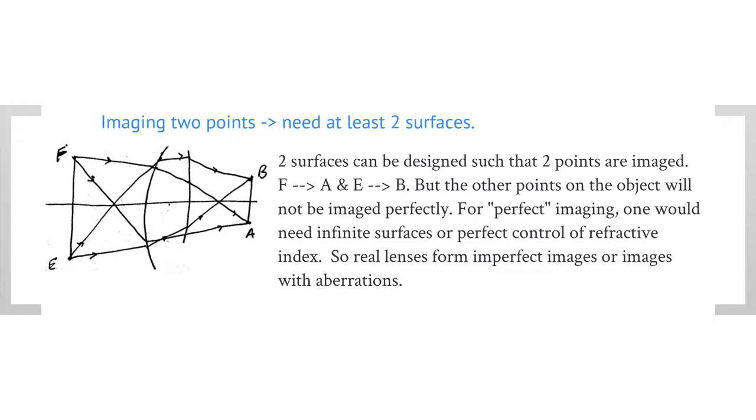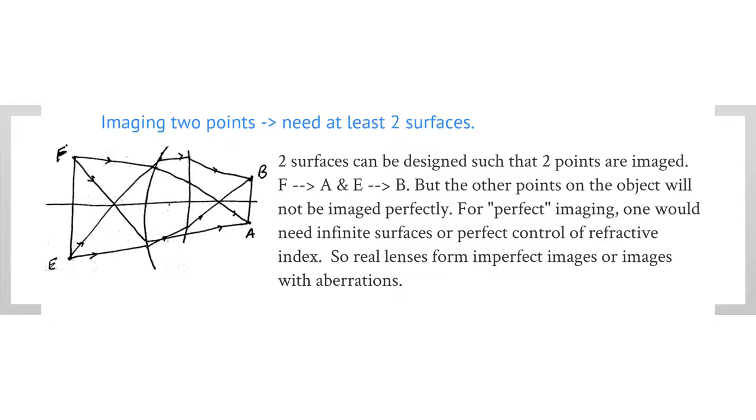Of course, doing it by hand is crazy. You would do it on a computer, basically, if you have to. And that's as complex as we will think about these surfaces. So two surfaces can be designed such that two points are imaged, F to A and E to B.